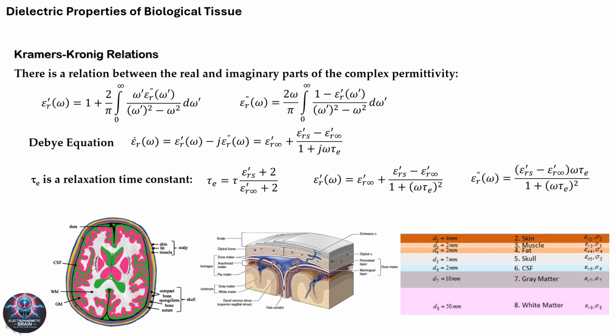The slide features 3 illustrative images to enhance understanding. The first image on the left shows a cross-sectional view of the human brain, highlighting various layers and tissue types, such as the scalp, skull, cerebrospinal fluid, CSF, gray matter, GM, and white matter, WM. Each of these components has distinct dielectric properties that affect the overall electromagnetic wave propagation within the brain.